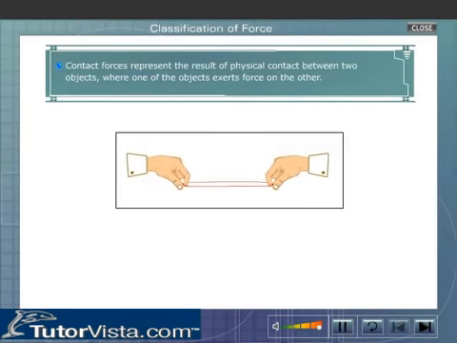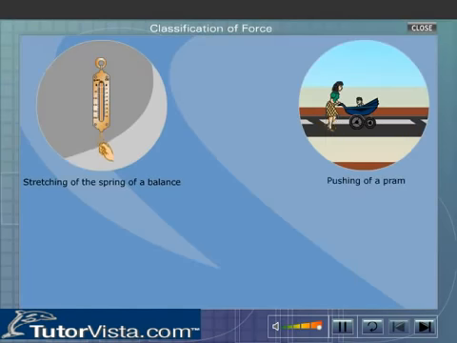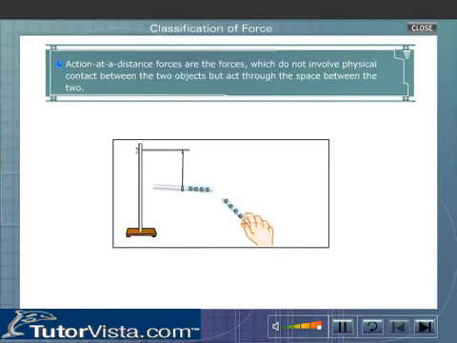Contact forces represent the result of physical contact between two objects, where one of the objects exerts force on the other. Stretching of the spring of a balance, pushing of a pram, and kicking of a football are some examples of contact forces. Action at a distance forces are the forces which do not involve physical contact between the two objects but act through the space between the two.